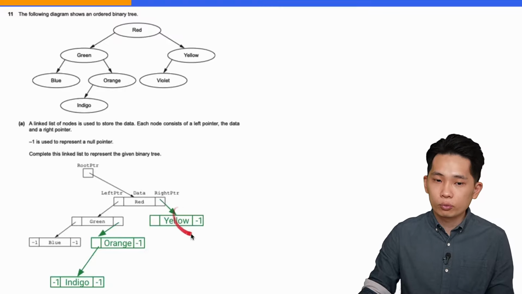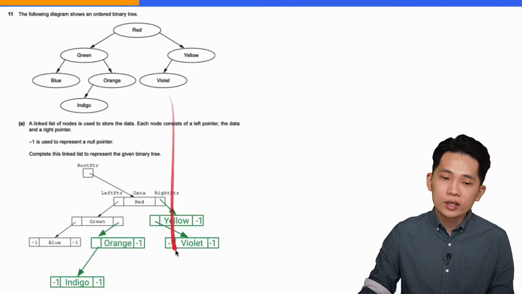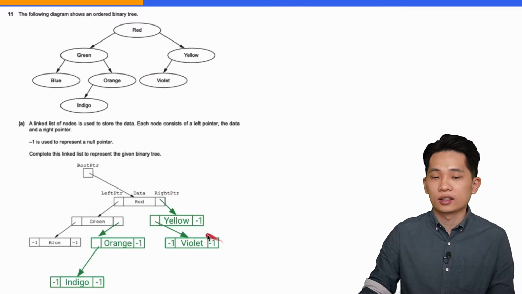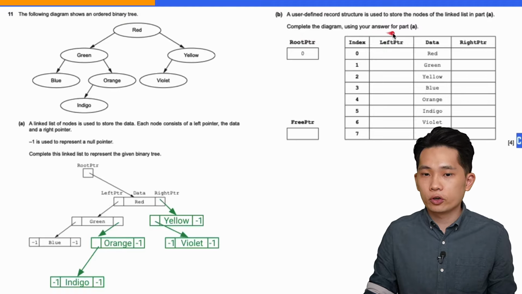And finally will be this violet here. So for violet, there will be no more data after violet, so it will be -1 and -1 here. For B, a user-defined record structure is used to store the nodes of the linked list in part A. Complete the diagram using your answer for part A.